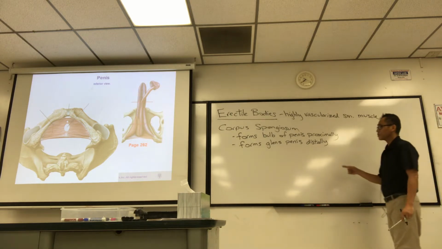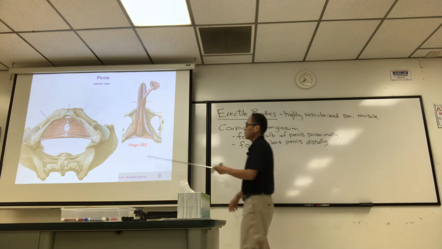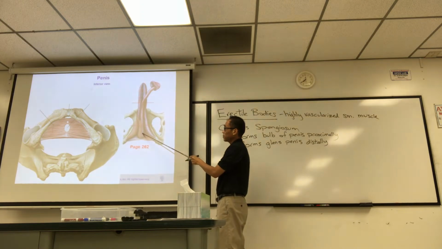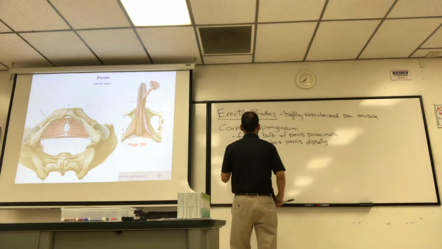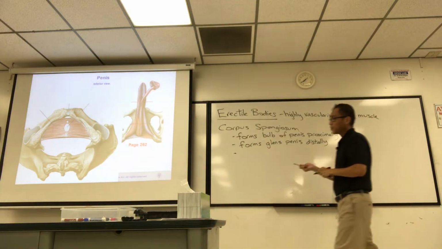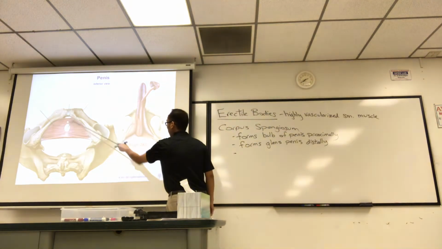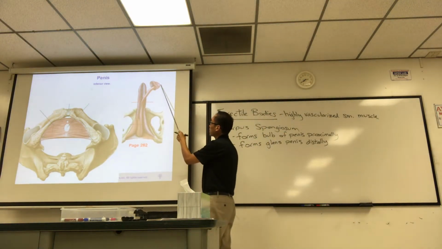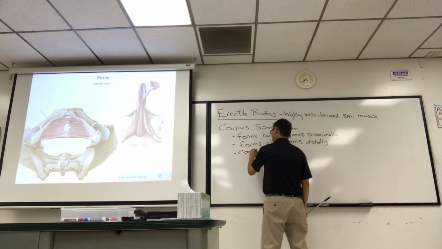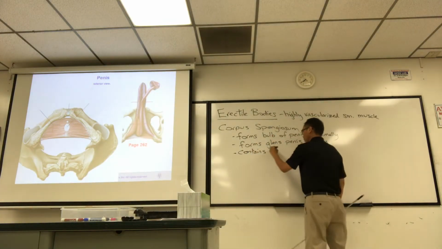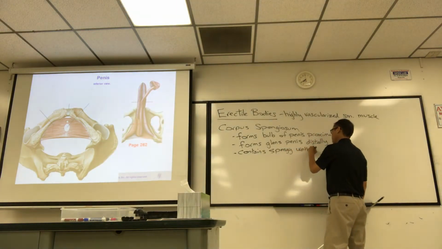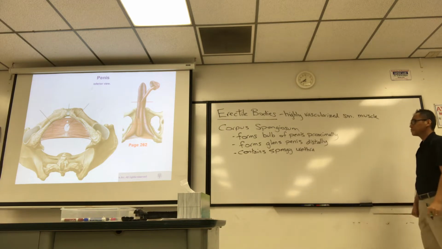So know that the corpus spongiosum is this whole thing. When I point to here, glans, I point to here, it's the bulb. Now the other thing is, inside of there is the urethra. On this picture here, that's the hole for the urethra. The urethra basically is contained within the corpus spongiosum. And in fact, that part of the urethra is called the spongy urethra because it's contained within the corpus spongiosum.